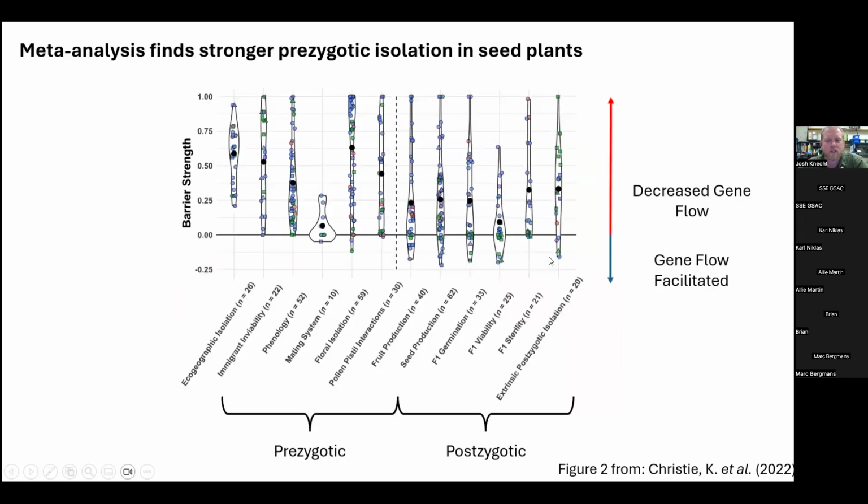And so Christie et al. recently did a meta-analysis looking across all of plants, mostly angiosperms, but some gymnosperms in there too. And they wanted to see whether prezygotic or postzygotic isolation tended to be stronger. And they found that on average, prezygotic barriers over here to the left tended to be a fair bit stronger than postzygotic barriers over here to the right. And a couple things to think about here.